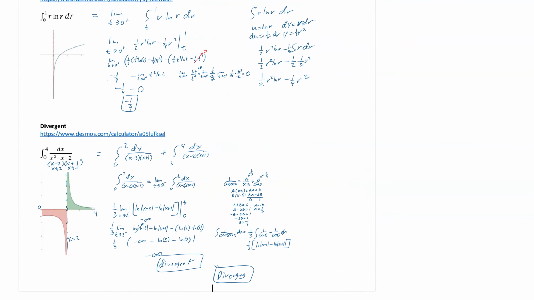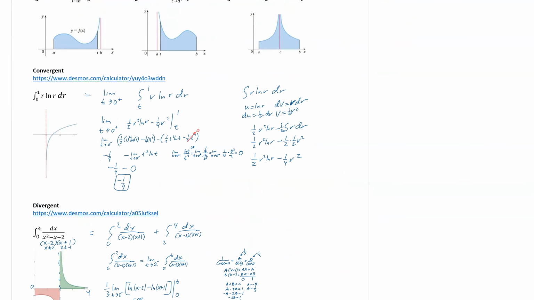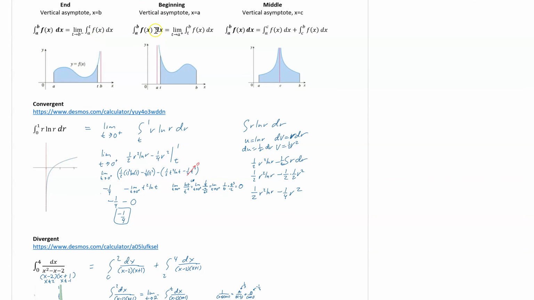So when you're doing these problems, you do have to break them up. If you have a vertical asymptote at the end, you want to use the first formula. Vertical asymptote at the beginning, the second. And if you just think about what's actually coming here, we're approaching from the right, we're approaching from the left. So that would be from the negative, from the positive, from the negative, from the positive, and you add them up together to make this work.